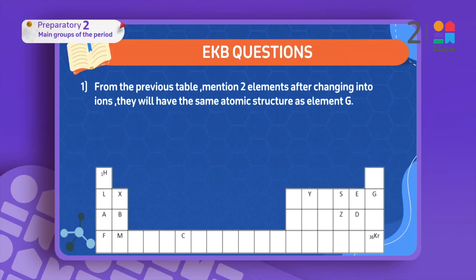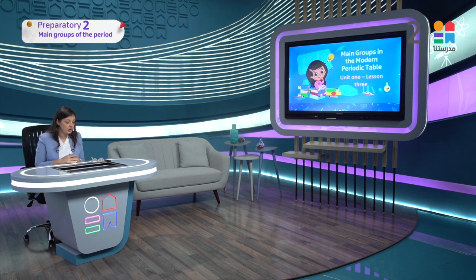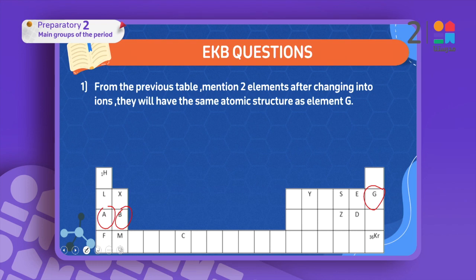One more question here. From the previous table, mention 2 elements that, after changing into ions, will have the same atomic structure as element G. G is an inert gas. Here is G, inert gas. That means we need elements to either lose or gain electrons to have the electronic configuration like G. Here we have a lot of elements. You may mention from the metals A and B, or from non-metals by gaining one more electron, E. So we have more than 2 elements, in fact, that can satisfy this question.